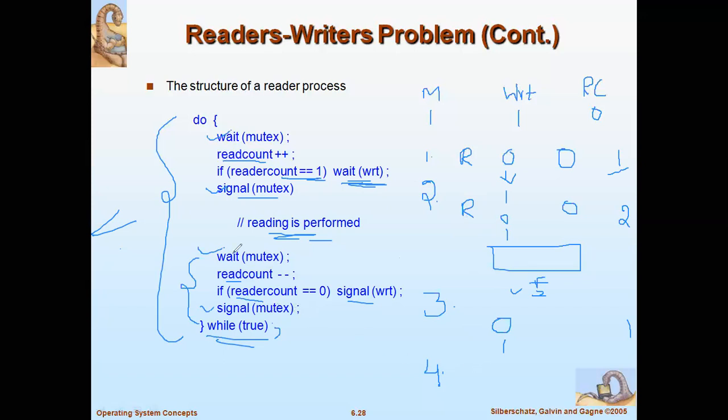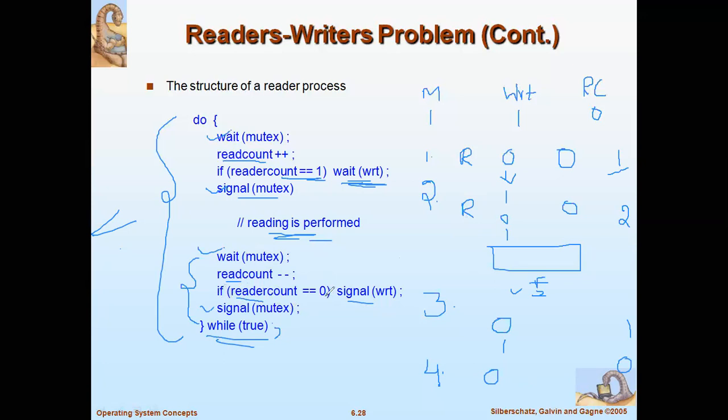Okay. So when it wants to come out, again it will execute these 4 statements. So wait mutex will be decremented, that is it will be 0. What about the read count? Now read count will be decremented, so it becomes 0. Okay. So when it becomes 0, let's check this condition.